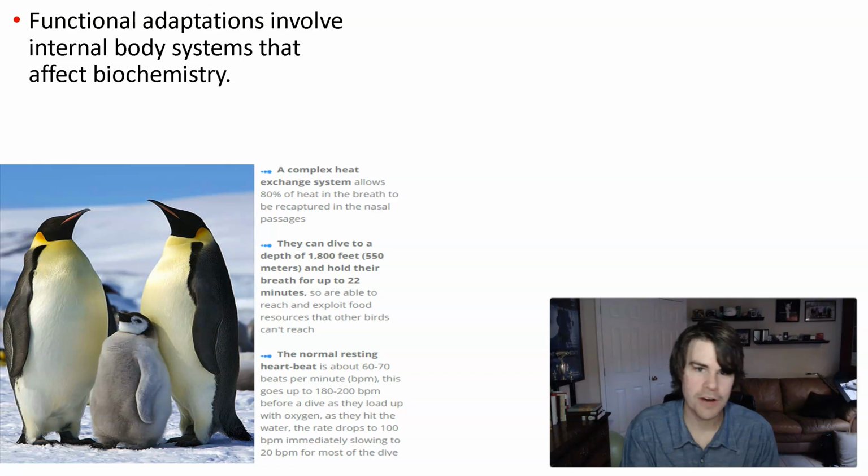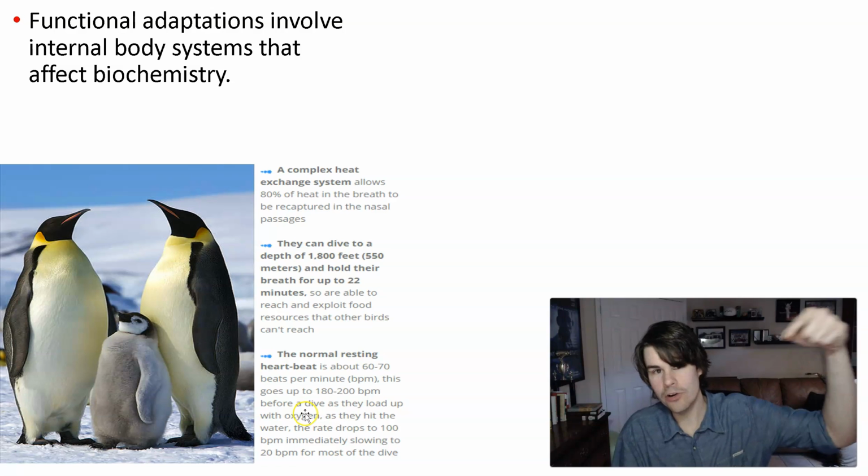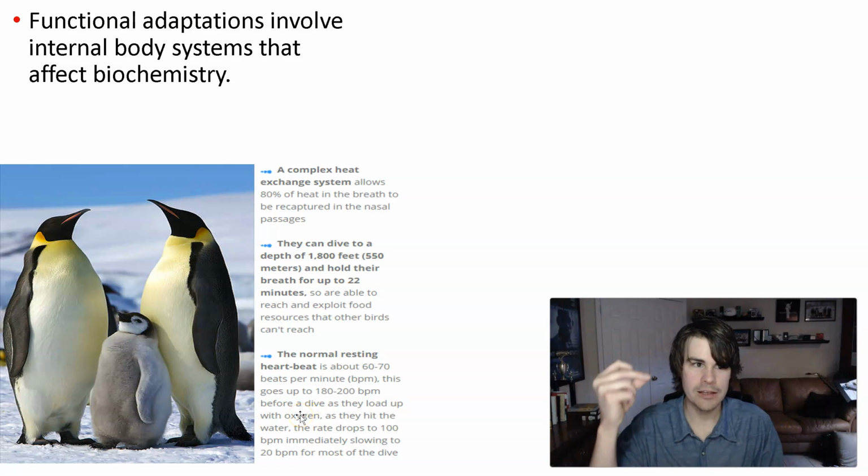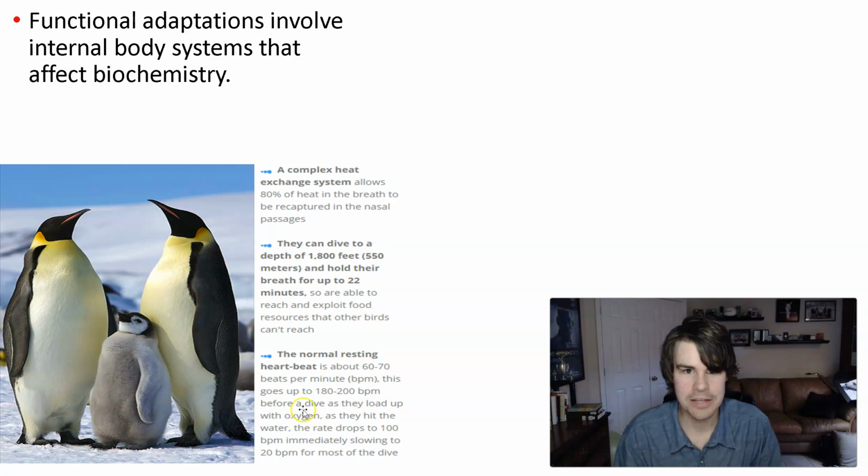Emperor penguins, functional adaptations. They can dive crazy deep and hold their breath for crazy long. They trap most of their heat through their nostrils. They can speed their heart rate up to 200 and slow it down to 20 during a long dive, which is like lub dub. Lub dub. It's crazy. It might be a little faster than that, but give or take.